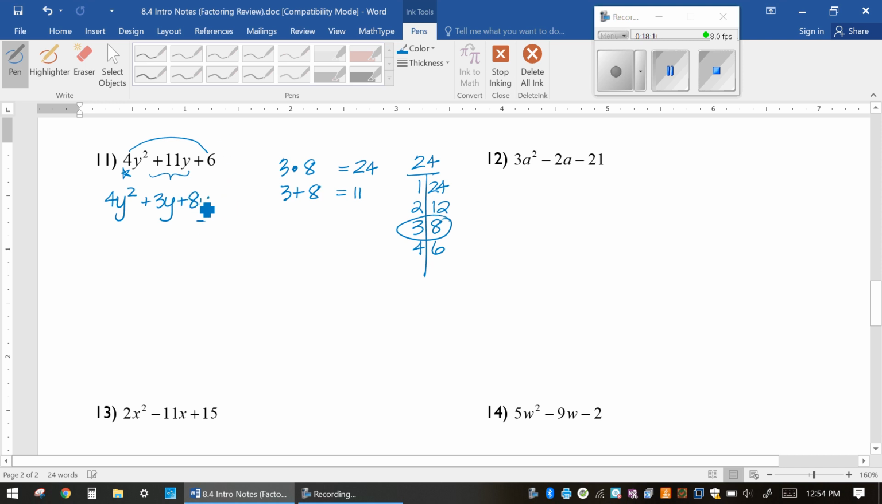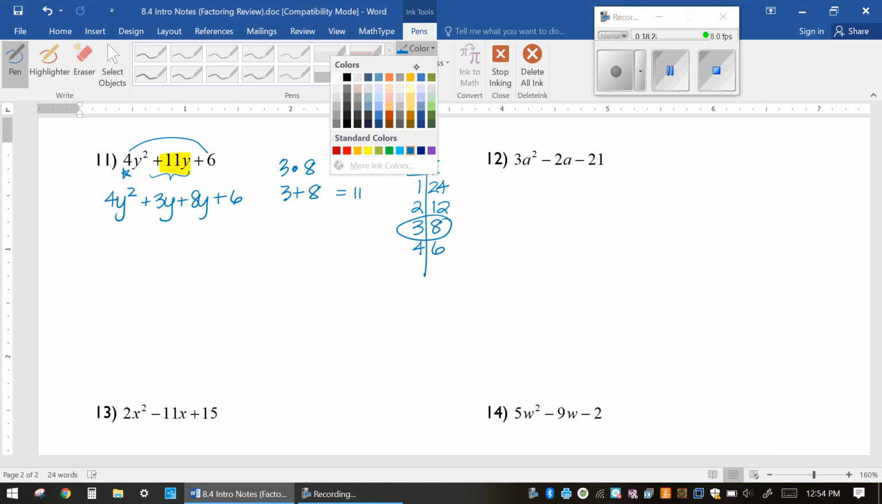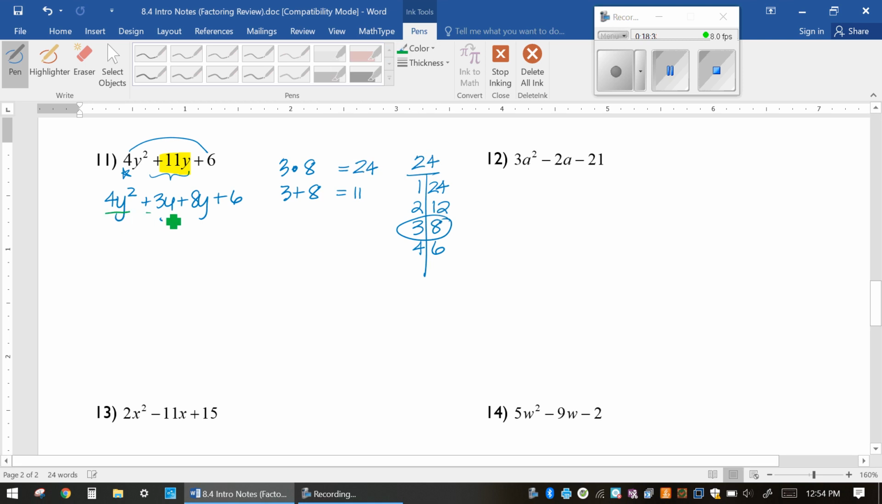The front term, 4y squared, and the 6 need to be brought down. So we have split the middle term into 3y and 8y. Okay, now we check for the GCF of the first two terms. The GCF of the first two terms, 4y squared and 3y, is just y.